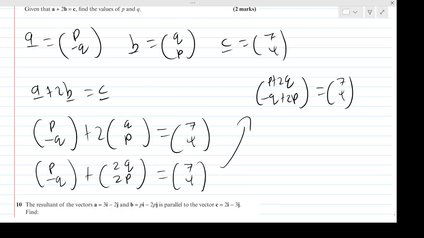And so these two vectors, because they're equal to each other, the top part has to equal the top part, and the bottom part has to equal the bottom part, right? So therefore, P add 2Q has to equal 7, and minus Q add 2P has to equal 4, right? And so actually, you can spot these as simultaneous equations. Now, we label that equation 1 and 2.